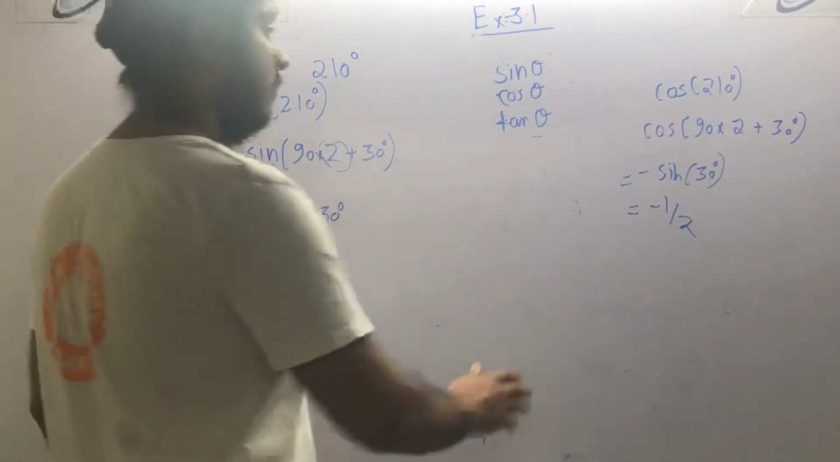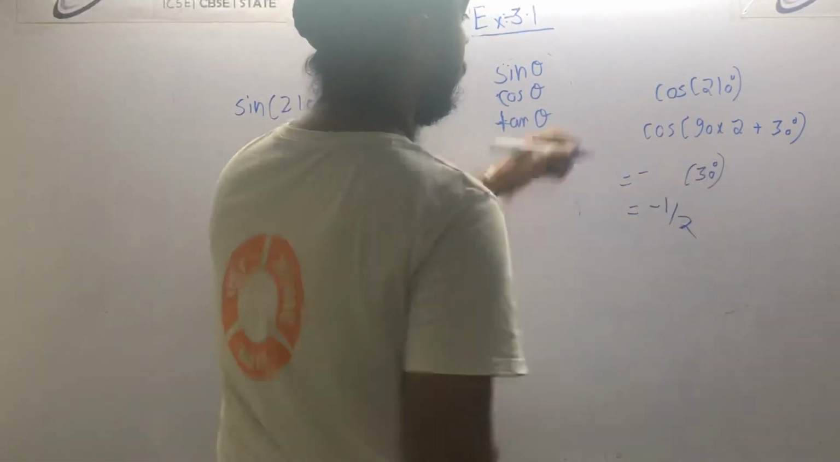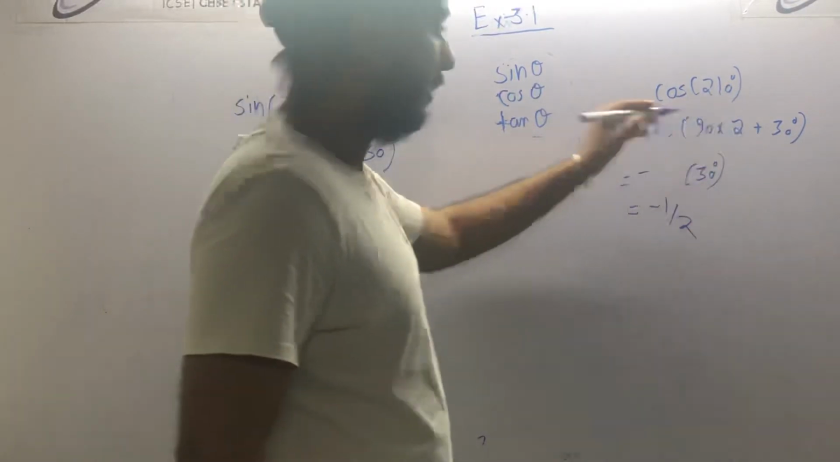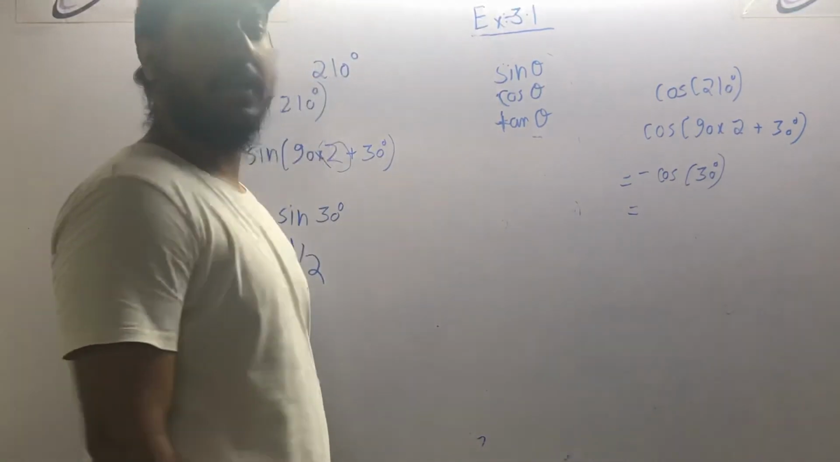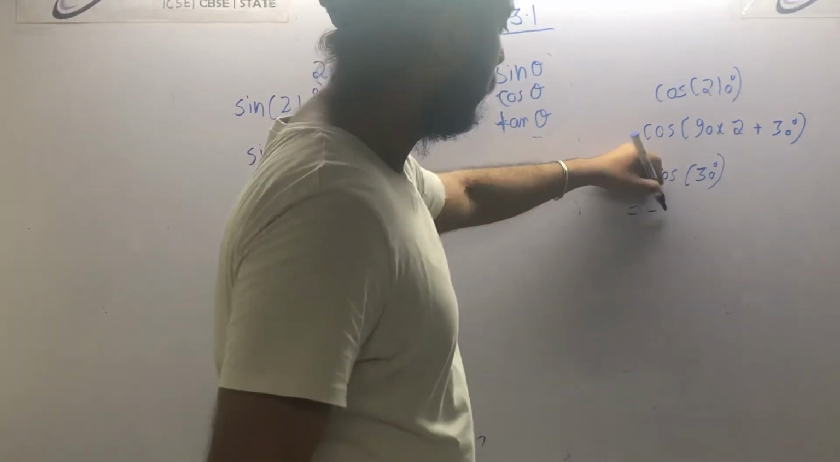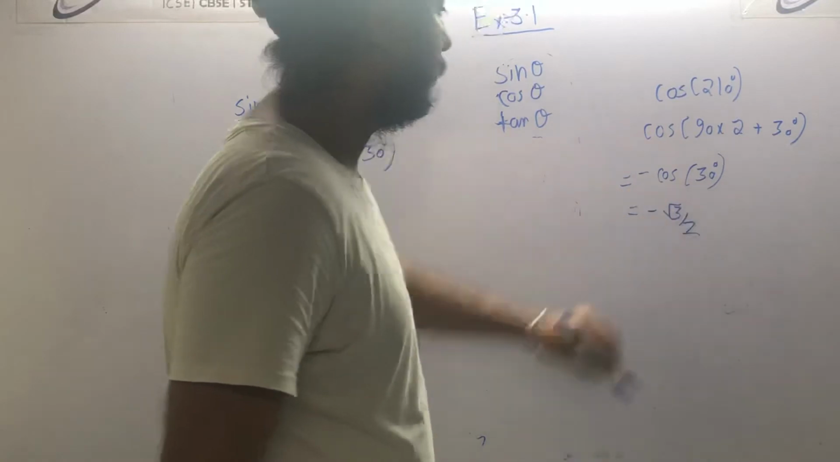Sorry, this will be cos. I am sorry, my bad. Since the multiple is even, it will remain cos. So cos 30 is how much? Root 3 by 2. And into minus 1, it is minus root 3 by 2.